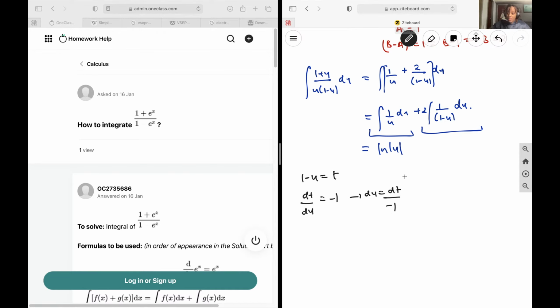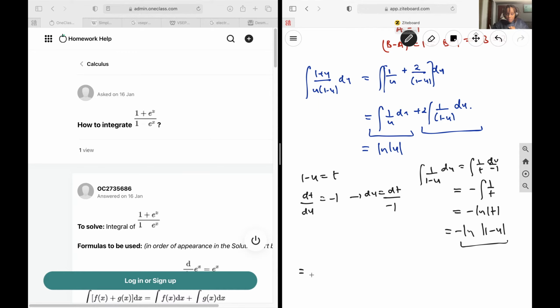Which means that we can rewrite the integral of 1 over 1 minus u du as the integral of 1 over t du over minus 1. And this will be negative the integral of 1 over t. This will give us negative ln the magnitude of t, which will give us negative ln the magnitude of 1 minus u. And then, of course, we're going to multiply that by the 2.